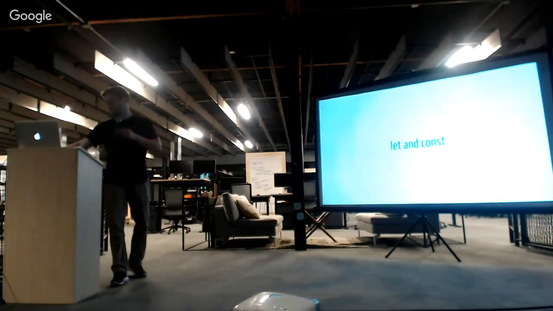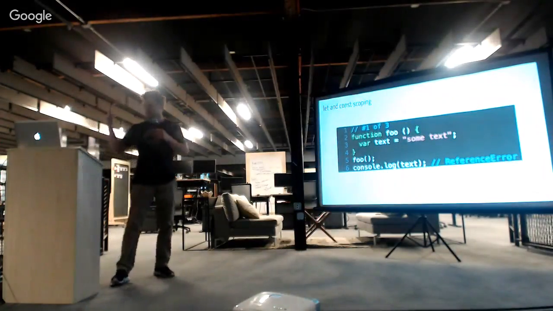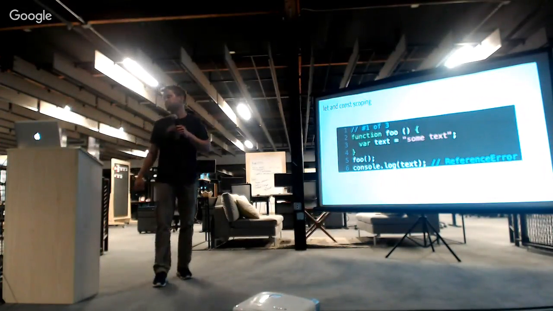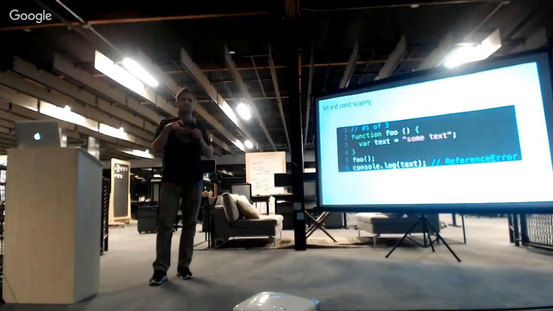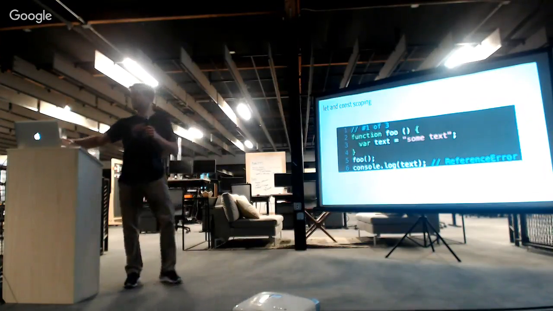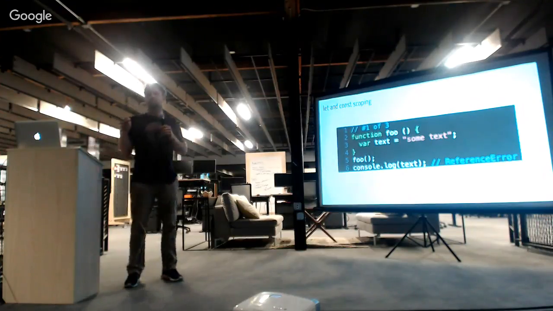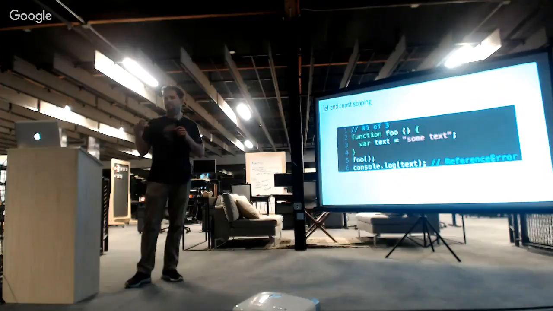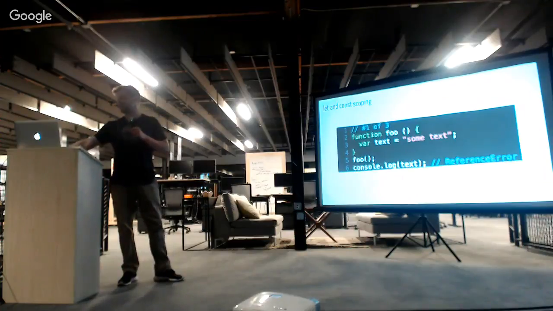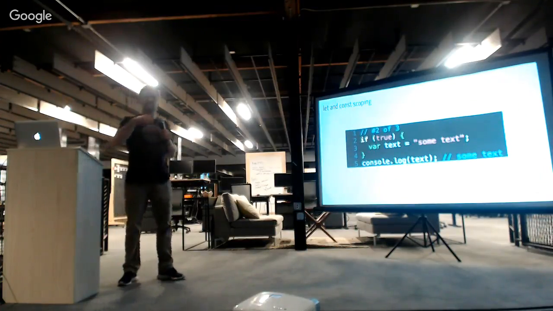So I'm going to start with let and const. Traditionally, we use vars to declare variables, and those are scoped based on functions. So as you can see here, on line 5, we call foo, which on line 3 then declares a variable text, but that is scoped to the function. So we don't have access then on line 6 to the variable that's declared and initialized on line 3. But it's only specific to functions.